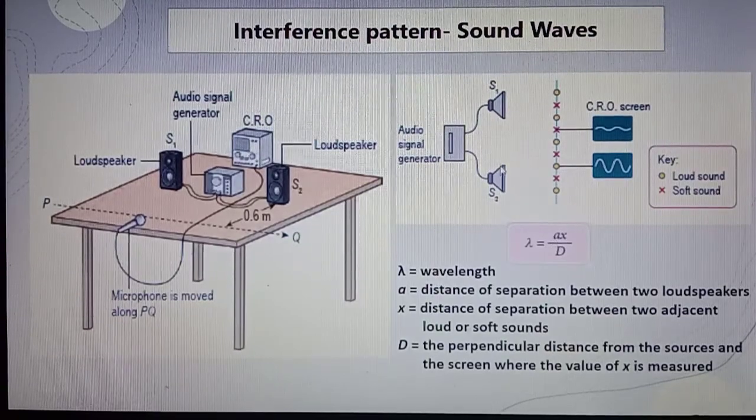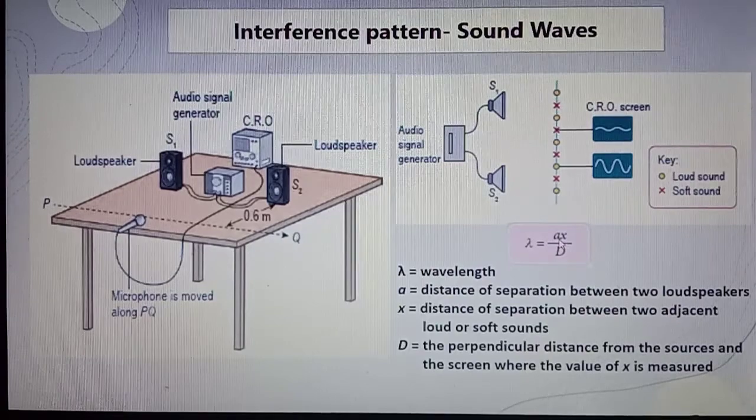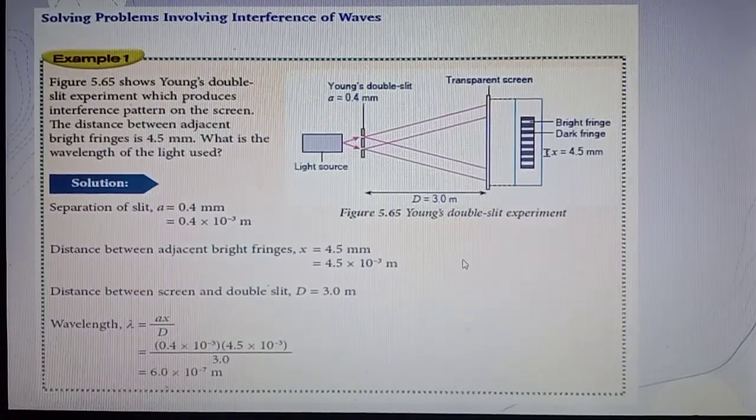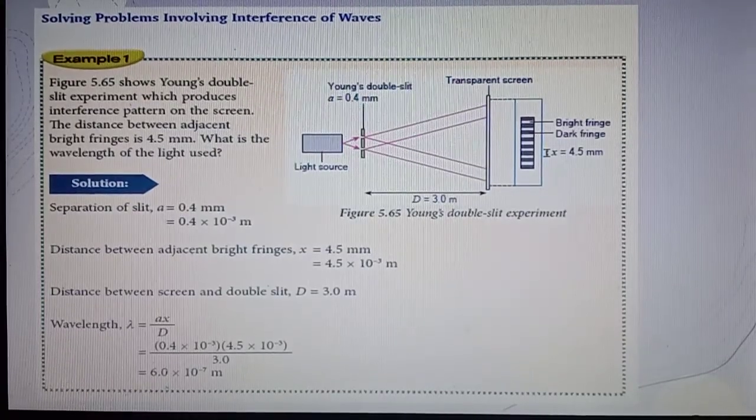A is the separation distance between the two loudspeakers. X is the distance between two consecutive loud sounds or two consecutive weak sounds. And D is the distance between the loudspeaker and line PQ. Okay, so you can define from here for sound wave. You can read through here the definition for all the symbols in this formula. Okay, so that one we have discussed for light and sound.